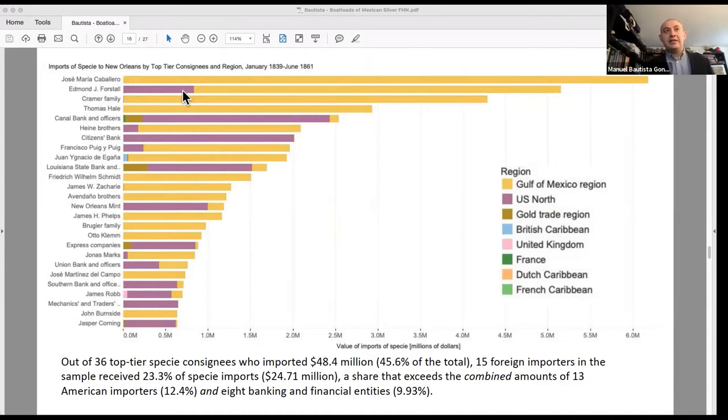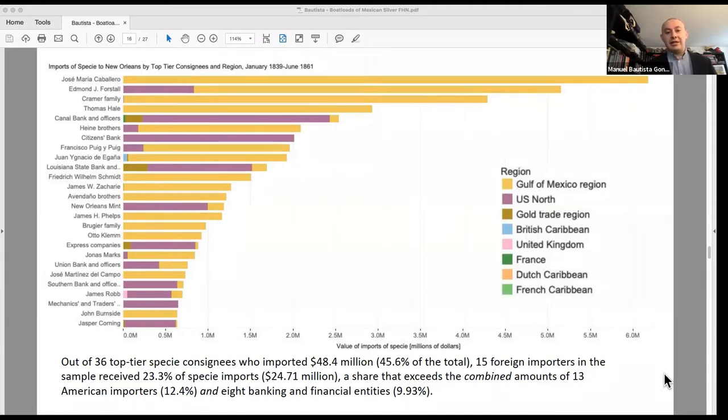So the interesting thing here is that most of the people who are importing specie, and perhaps not surprisingly now that I think about it, are actually foreigners. That is nearly 46% of the people who we can identify in the data set are foreigners. And this is actually superior to the combined value of the imports being brought in by Americans and by banks and other financial entities, namely the US Mint and some express companies operating in the port in this period.